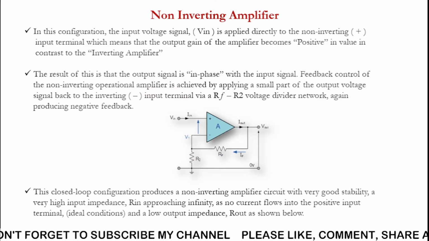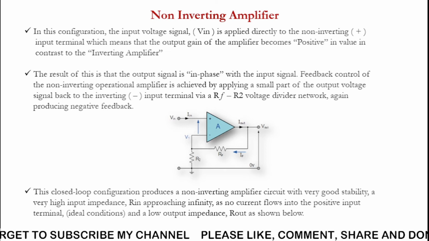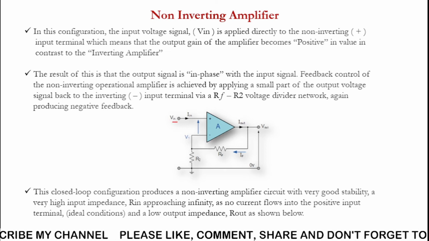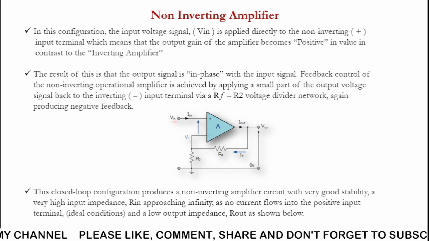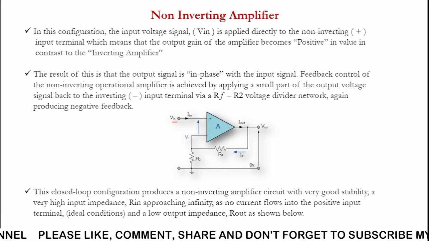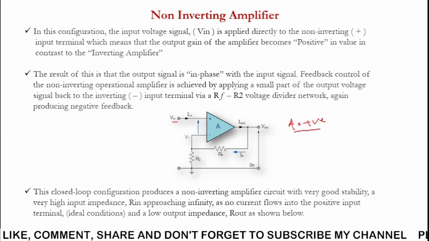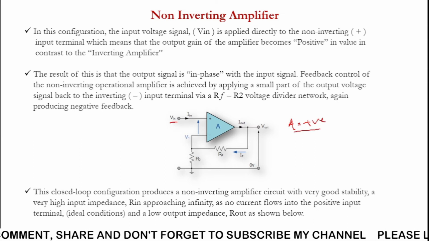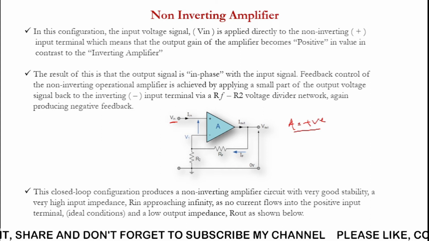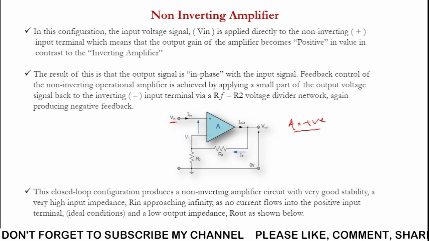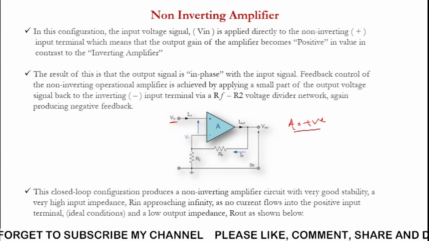So what will happen in this configuration? We apply the signal at input, that is called Vin, to the non-inverting terminal. So the output of the operational amplifier becomes positive. Why does it become positive? Because the input is connected to the non-inverting terminal, so that's why the output will be positive. Means the output signal and input signal will be in phase with each other.